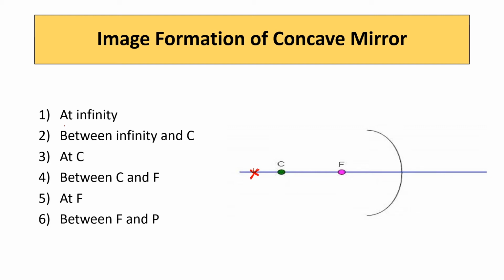Then the object is at C. Then the object is kept between C and F. Then at F, then between F and P. P is the pole of the mirror. These are the positions of the object. In each case, you will get different type of image.